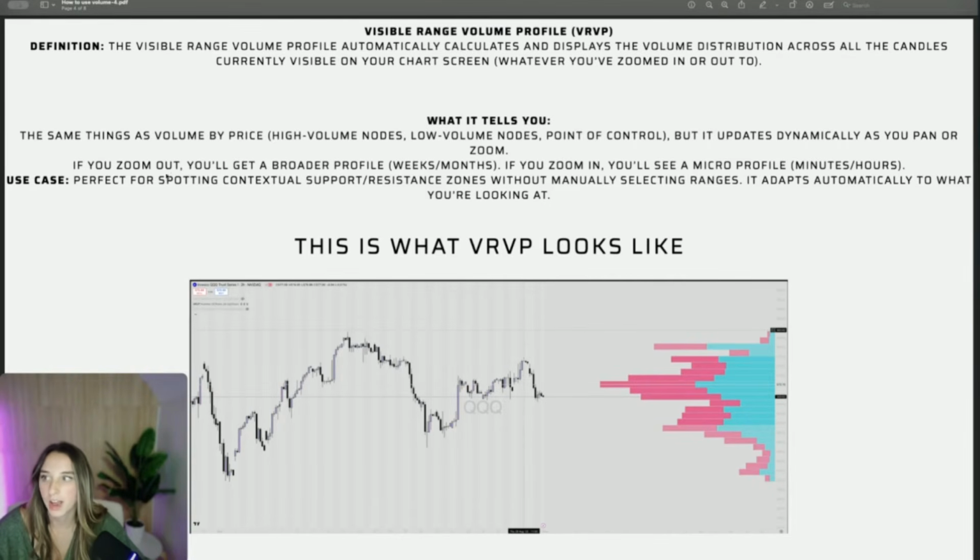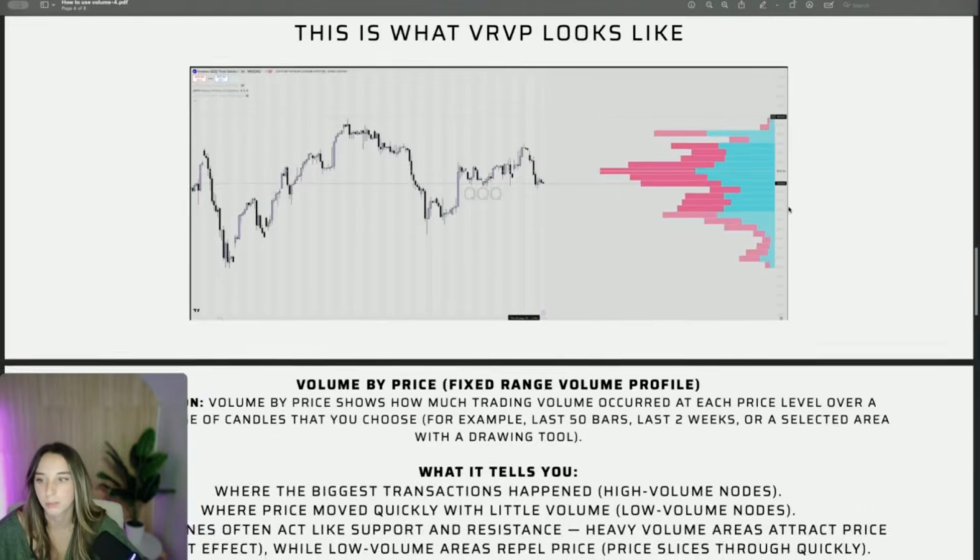This is the same thing as volume by price, which is a different indicator, but I'll explain that. So: low volume nodes, point of control, and it updates dynamically as you pan out or zoom. You're going to get these little lines, and this line right here in the middle is called the point of control. That's the highest volume for the time frame you're looking at. If you zoom out, you'll get a broader profile. If you zoom in, you'll see a micro profile, minutes, hours. It's a perfect use case for spotting contextual support and resistance zones without manually selecting ranges, and it adapts automatically to what you're looking at, which is basically what I went over.